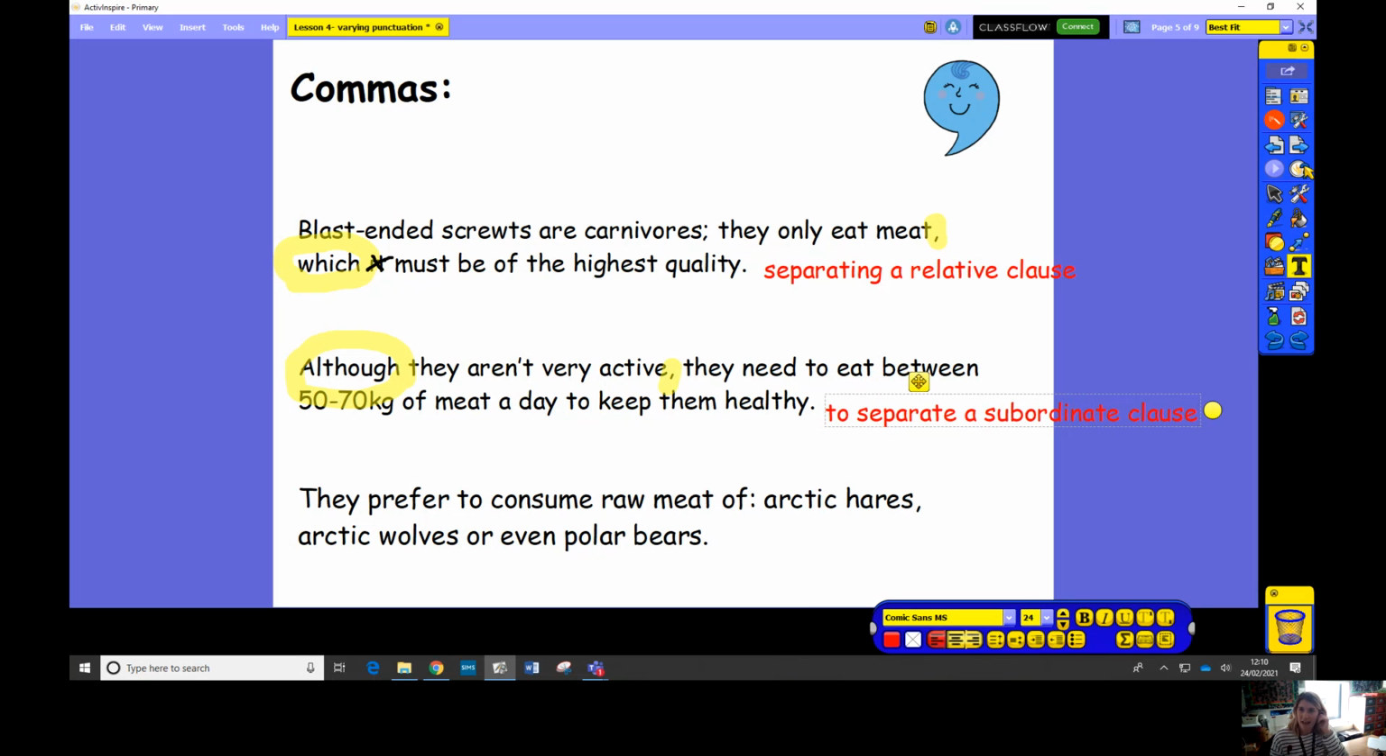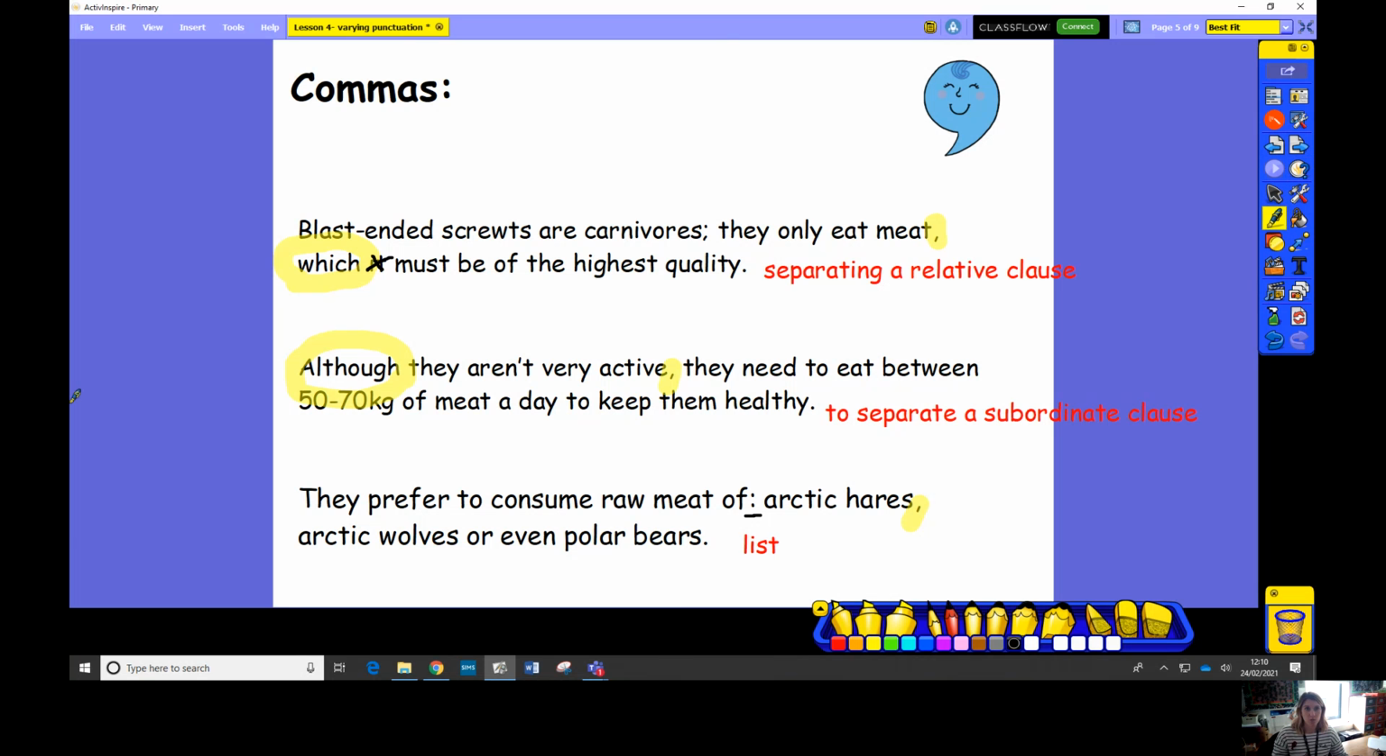clause. Okay, and then finally we've got this one. They prefer to consume raw meat of Arctic hares, Arctic wolves, or even polar bears. So why is this one being used? This is being used because, very simplistically, it is a list. Okay, and we've got three things here. So we have our comma here, and then we use an or and an and. Okay, so I've chosen or even, but I could be and a polar bears. Now then, you may notice in this list as well, something else we're moving on to is using a colon to introduce it. So the raw meat of Arctic hares, Arctic wolves, and even polar bears. Okay, so we've used a colon there as well, which we'll be getting into in the next one.